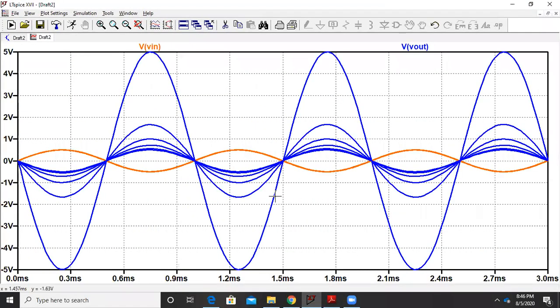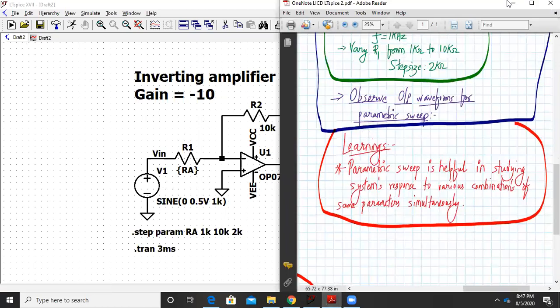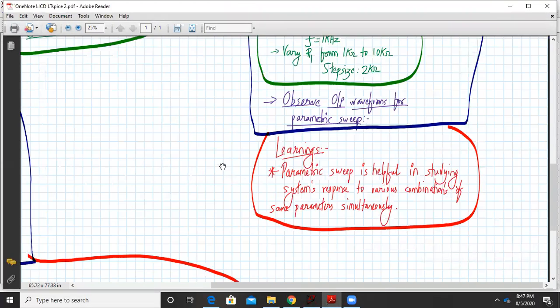So as you can see, the system is very stable. It's giving a 180-degree phase shift for all unique combinations of various values. What it is giving is the output with different gains. That is very obvious, because we have changed the value of R1, so the gain will keep on changing. So that is about phase 3.